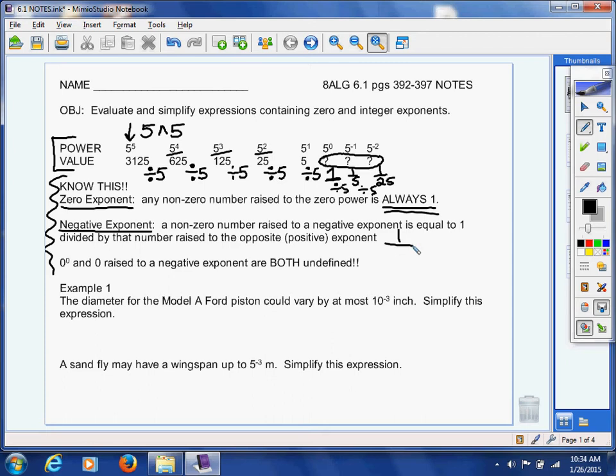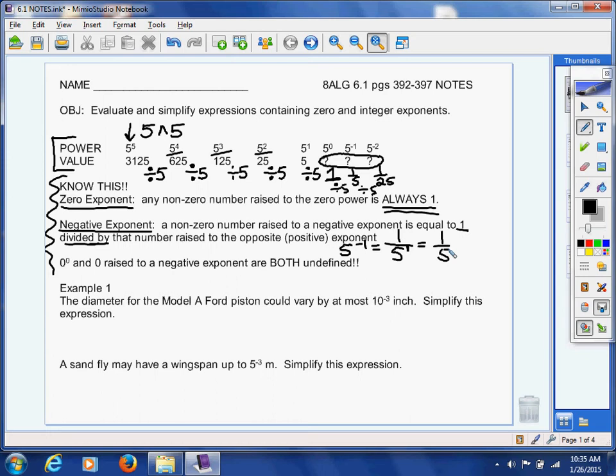So if I go back up here and do 5 to the -1, and I follow what this says, I'm going to take the number 1 and divide that by the number 5, but instead of raising it to the -1, I'm going to make it +1. So that actually ends up being 1/5, because 5 to the 1st power is 5.